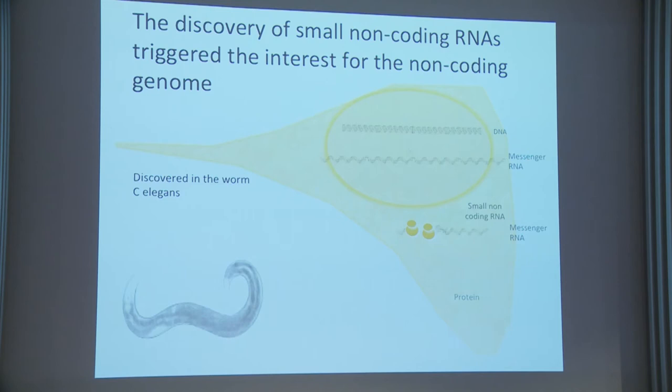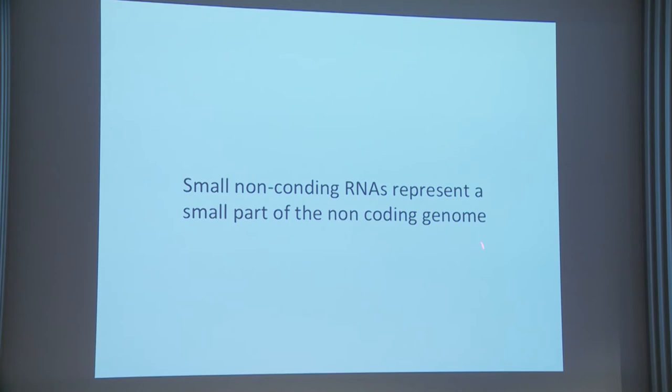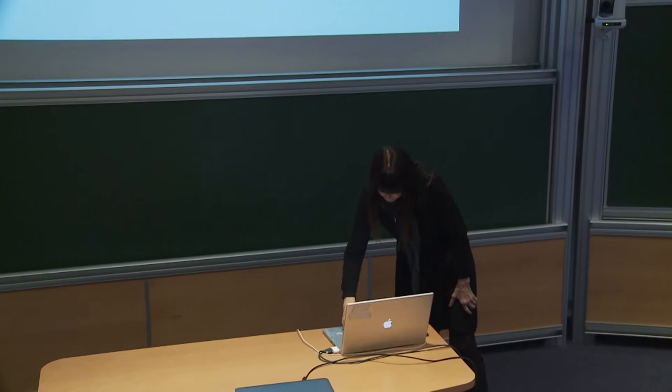But small non-coding RNAs represent a very small part of the non-coding genome. They are very short, and there are a few thousand of them, so they don't represent the whole thing.